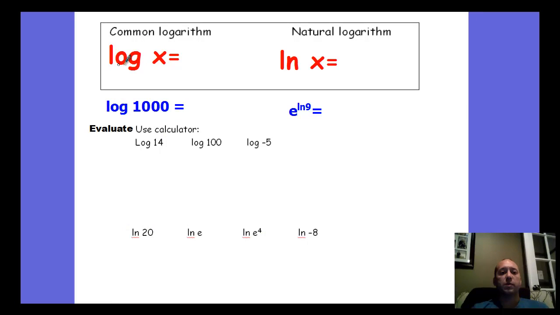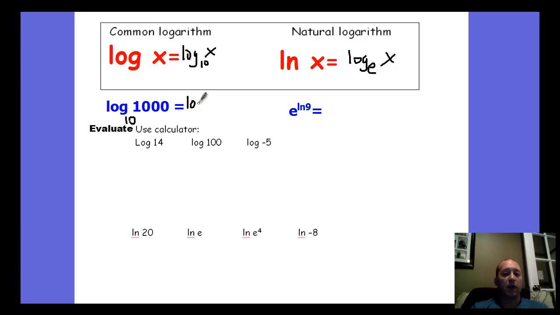So common log, we talked about that already. Log, when you don't see our base, it is base 10. So log base 10 of x. So we can write this as log base 10 of x is the same thing. The natural log, ln, is the natural log, and that's log base e of x, which we've seen from a previous day, our e value. So log 1000 means log base 10 of 1000.